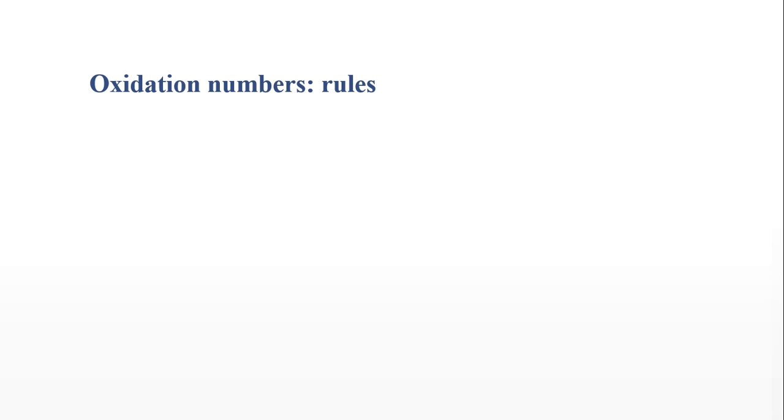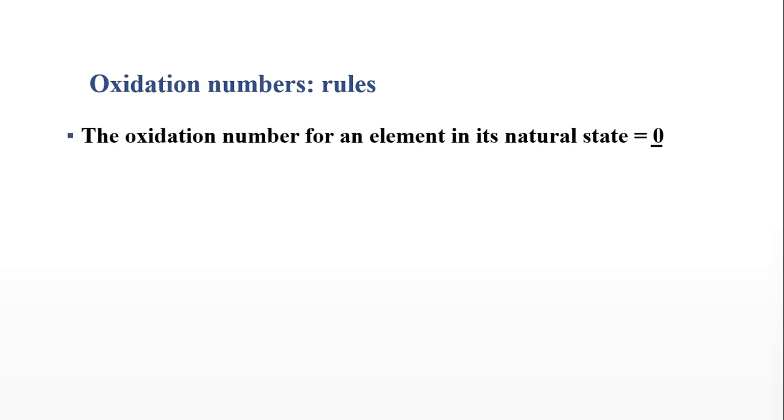And on the topic of rules, oxidation numbers are a part of chemistry where you just need to memorize quite a bit. But once you've put in the time to memorize this, you can use it to solve way more chemical problems than you could before. So it's worth it. First and foremost, you need to memorize that the oxidation number for an element in its natural state is given the value 0. So the oxidation number for an element in its natural state is 0.